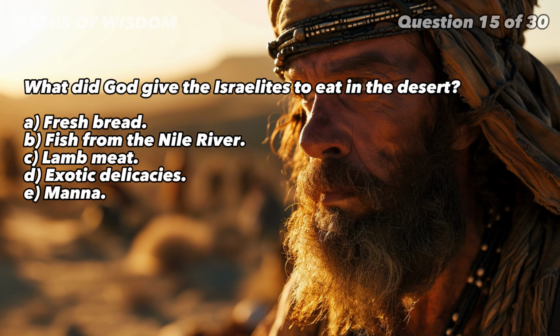Question 15. What did God give the Israelites to eat in the desert? Option A, fresh bread. Option B, fish from the Nile River. Option C, lamb meat. Option D, exotic delicacies. Option E, manna.